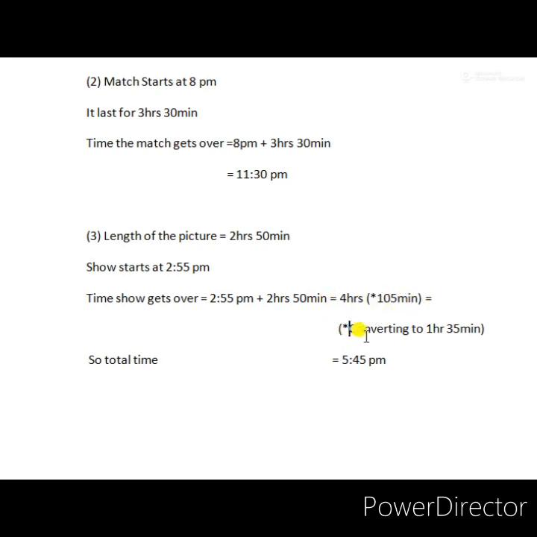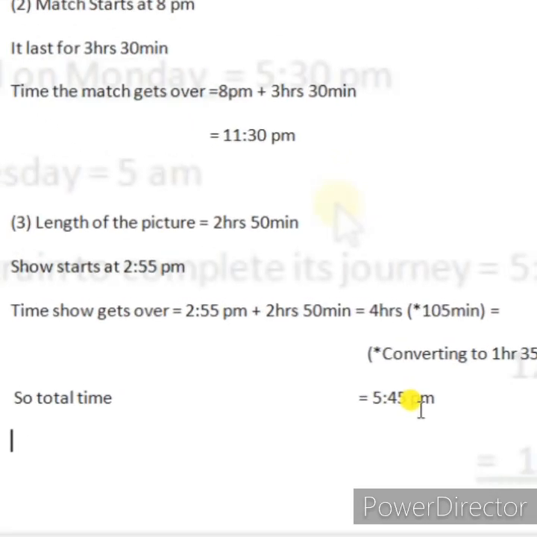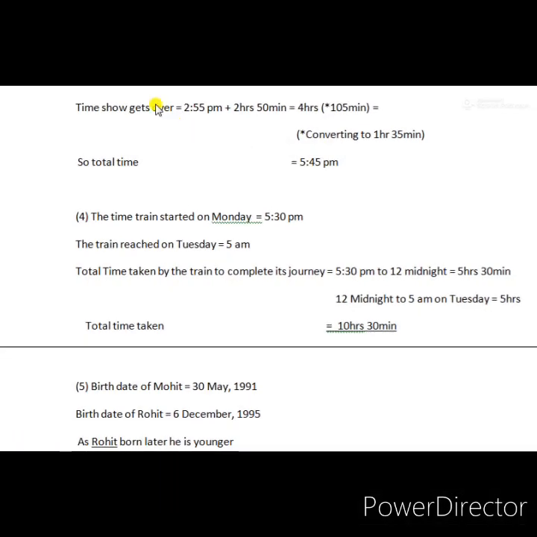So these minutes we have to convert to hours and minutes. 105 minutes equals 1 hour and 45 minutes. That 1 hour we have to add to this 4 hours. So total how many hours? Sorry, what time? 5:45 p.m. So the show will end at 5:45 p.m. We have completed 3 questions.